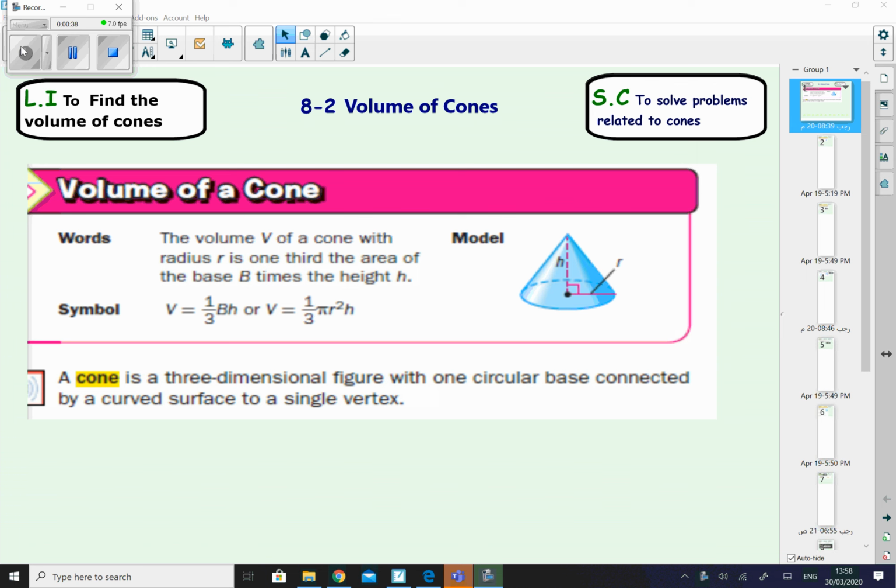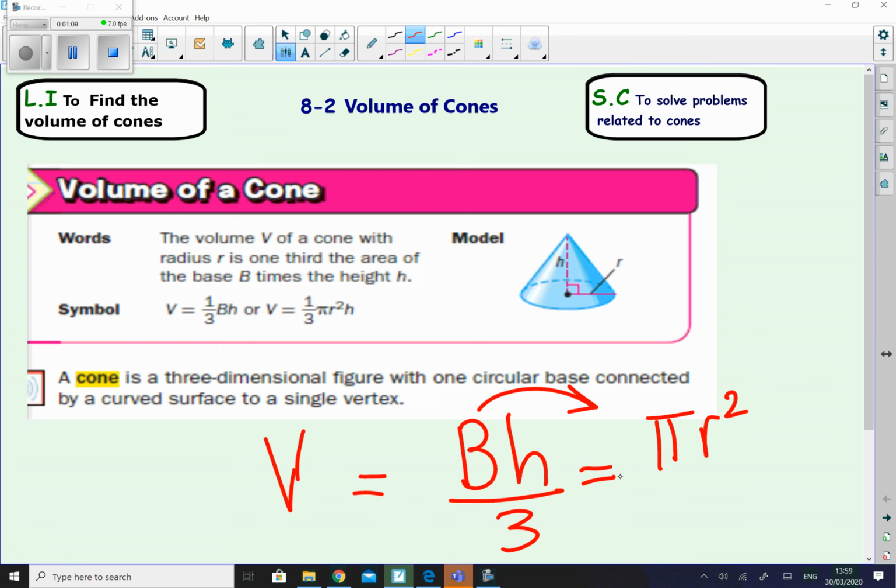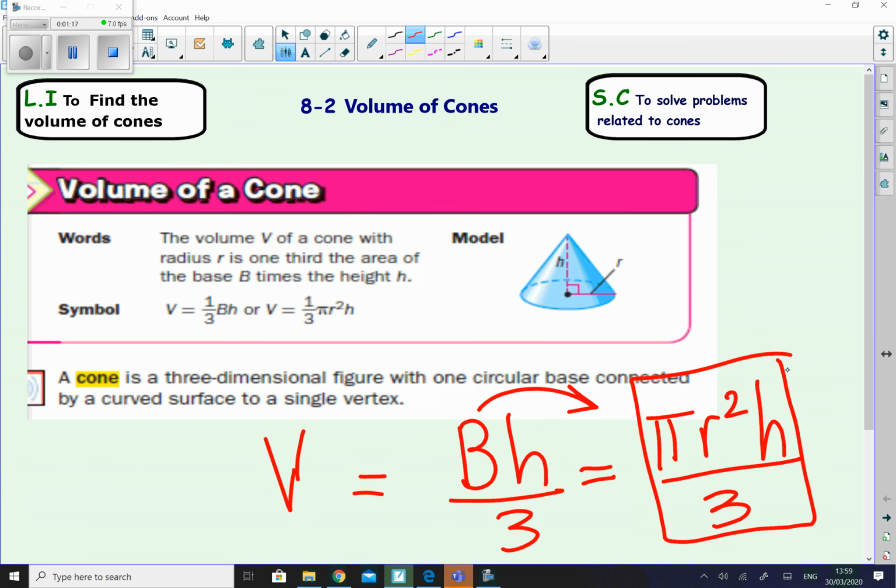The rule is reminding us of the rule of the pyramid and how we find the volume of a pyramid. So the volume for a cone will also be the area of the base times height, but this time divide by 3. That's the rule. So what is the area of the base? The area of the base is pi r squared, because it's a circle. And I will multiply it by height and then divide by 3. That's my rule, and that's how I find it.